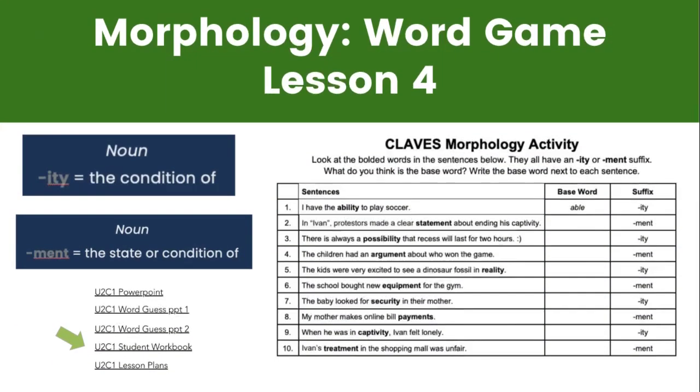And then in lesson 4, you will be playing a second game, which is the morphology game. For this one, you show students how to extract the base word from the bolded word in the sentence, using ability as an example. This is one of my favorite games because you're really breaking down the vocabulary words and helping students to see how you can make different words with that base word.